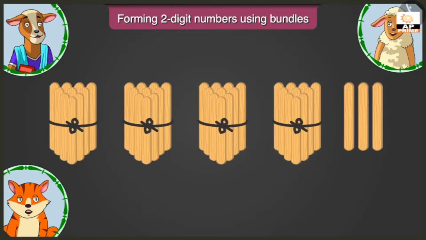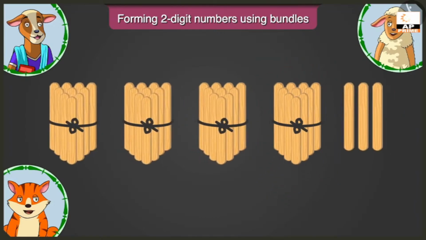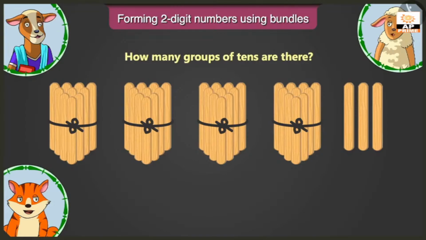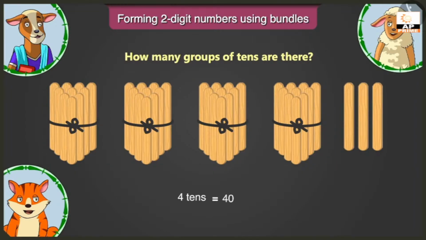It means that to make a bundle of tens, a total of 10 objects are to be kept in one group together. Yes. How many groups of tens are there? There are 4 groups of tens, meaning 4 tens. 4 tens means 40. Now besides the bundles of tens, how many sticks are left? There are 3 sticks left. Adding 1, 2 and 3 to 40 makes 43.